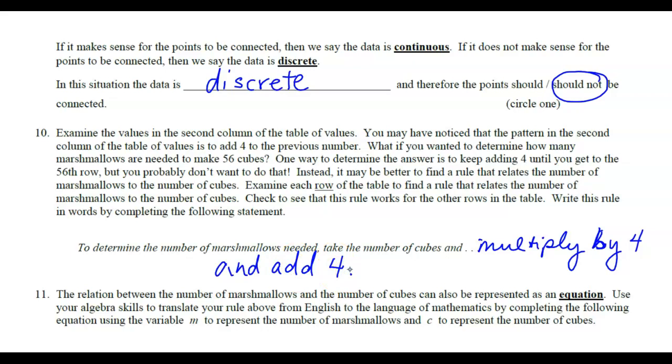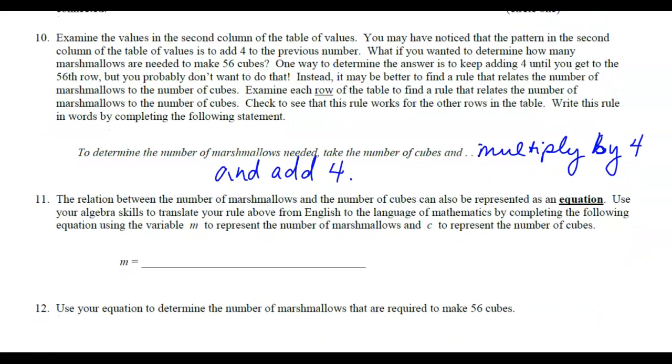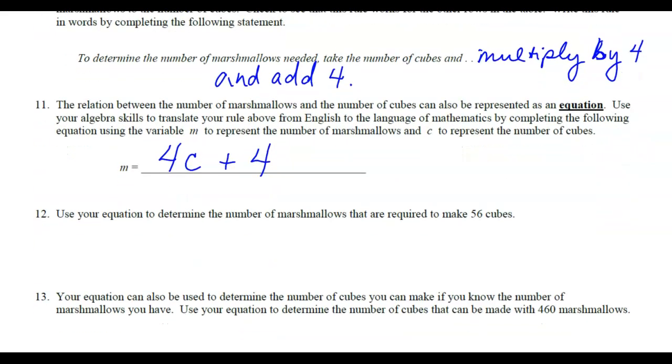Let's check it with the second cube, 2 cubes. 2 times 4 is 8. We're supposed to have 12 marshmallows. 8 plus 4, is that 12? Yeah. Good. So that's our rule. So now if we want the number of marshmallows, we're going to have 4 times the number of cubes plus 4. That's our equation that represents this relation with those variables.